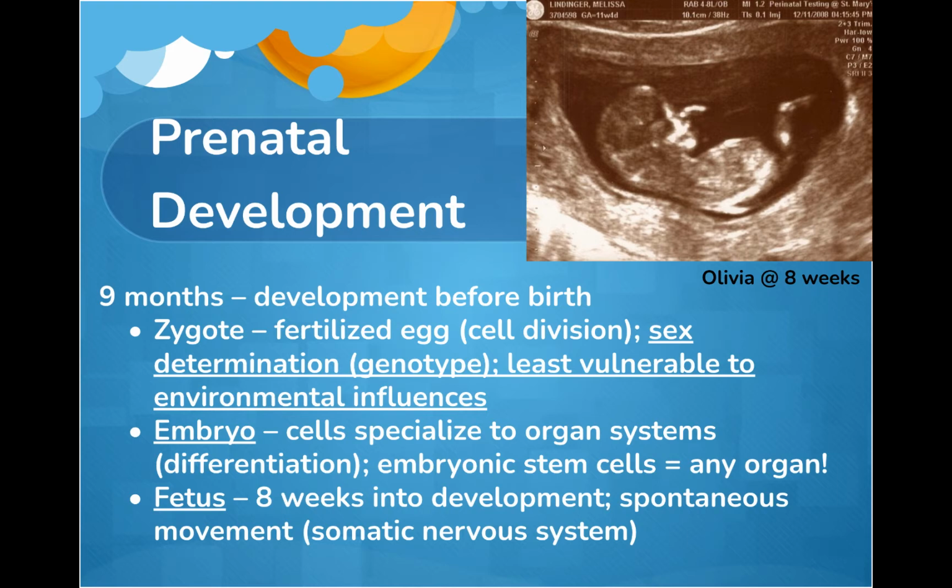During the embryonic stage, cells are starting to specialize into organ systems. They're starting to differentiate. During the embryonic stage, embryonic stem cells actually can morph into any organ. And then the fetal period from about 8 weeks to development is when we start to see spontaneous movement because of the development of the somatic nervous system.